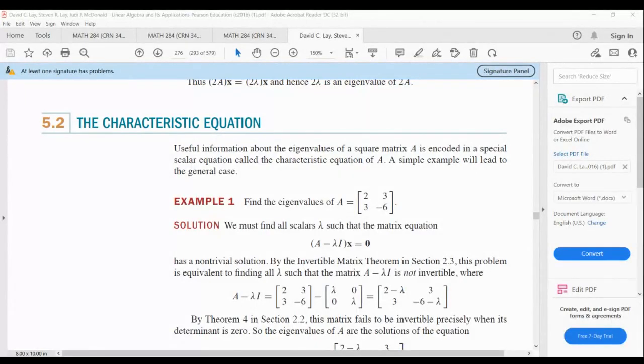Okay, so we talked last class about eigenvectors. What is an eigenvector? Well, if we think about the definition for an eigenvector, okay, hold on here. I'll plug this little thing in here.